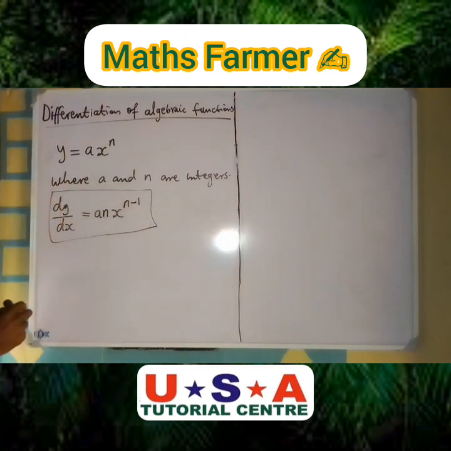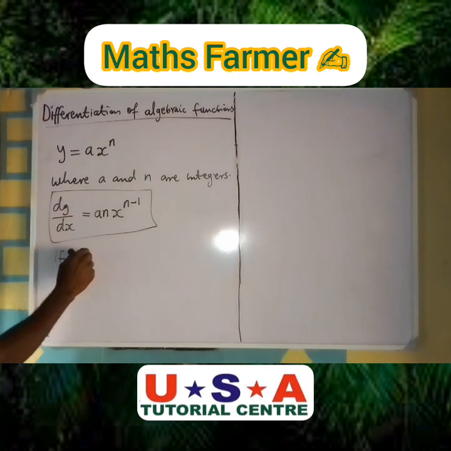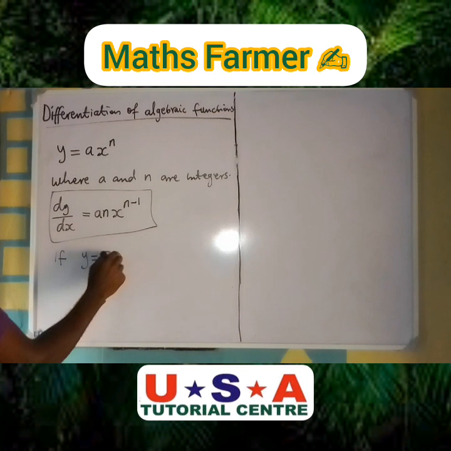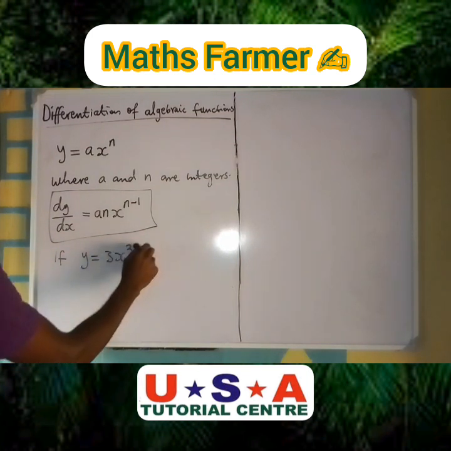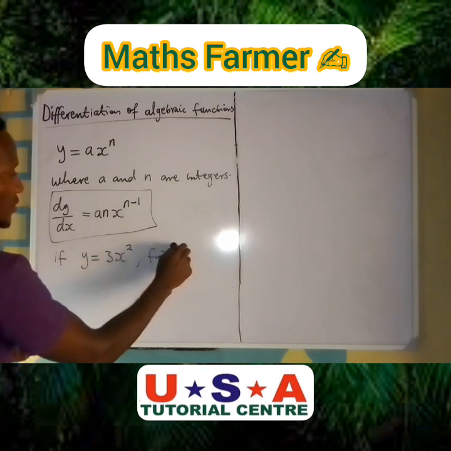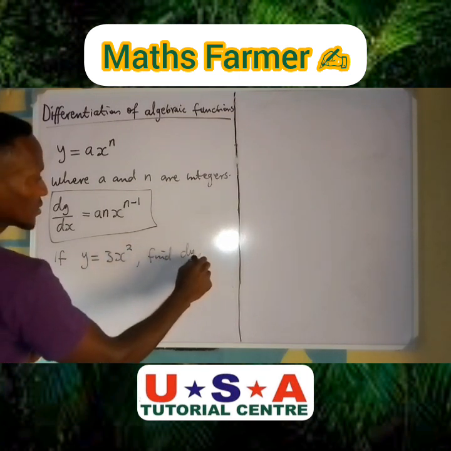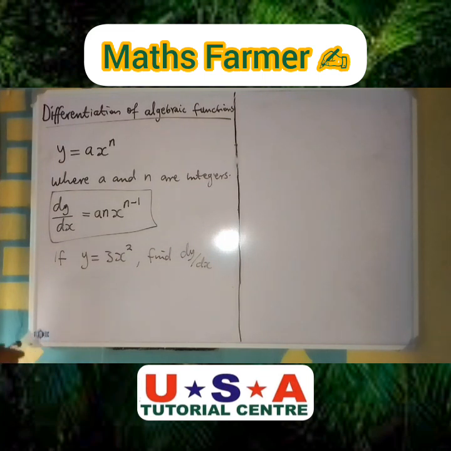So this is the method we can use to differentiate an algebraic function. For instance, if you have a question, if y equals 3x raised to the power of 2, and they ask you to find dy dx, to differentiate y with respect to x. Now, this algebraic function has a number and the alphabet. Y is equal to 3x raised to the power of 2. For us to differentiate this is very simple.